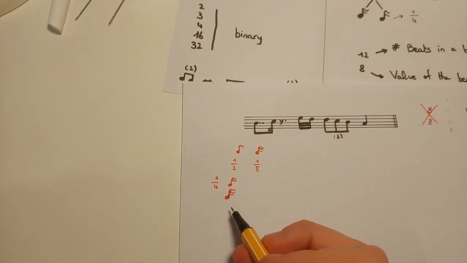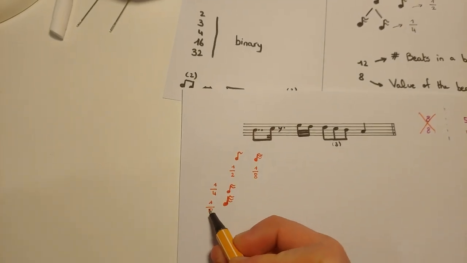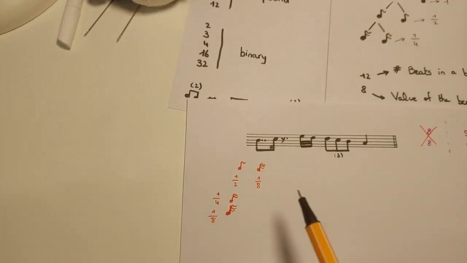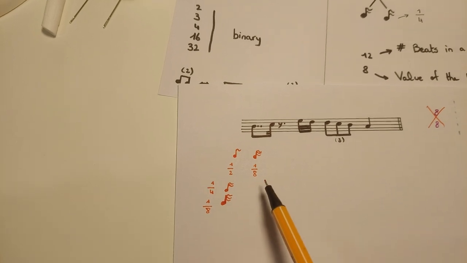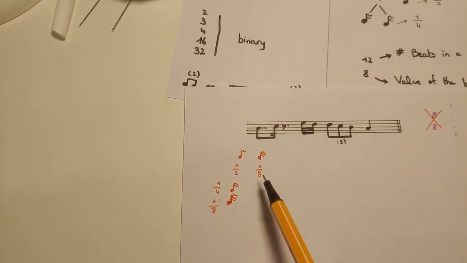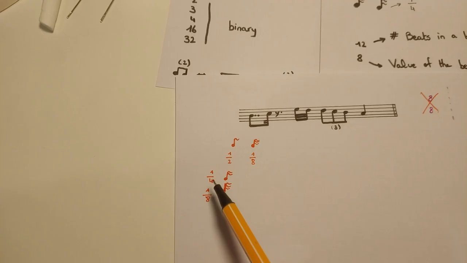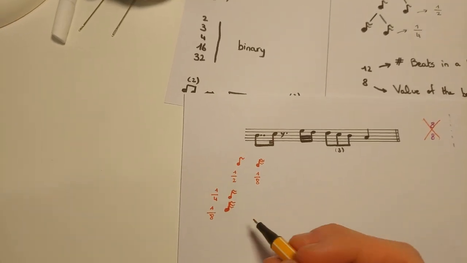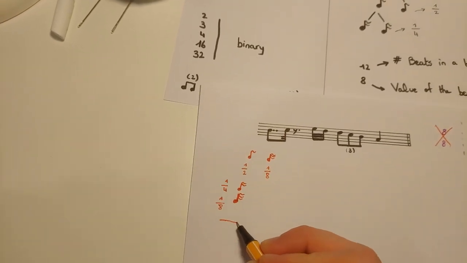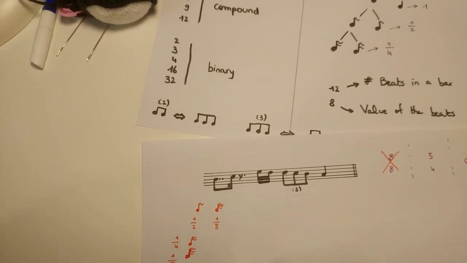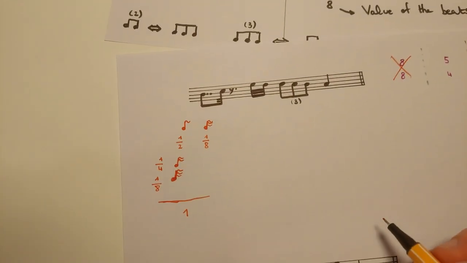This is a demi-semi-quaver. It is 1/8. All right. So here we have 1/8 plus 1/8 is 1/4. 1/4 plus 1/4 is 1/2. 1/2 plus 1/2 is 1. So all of this is equal to 1.